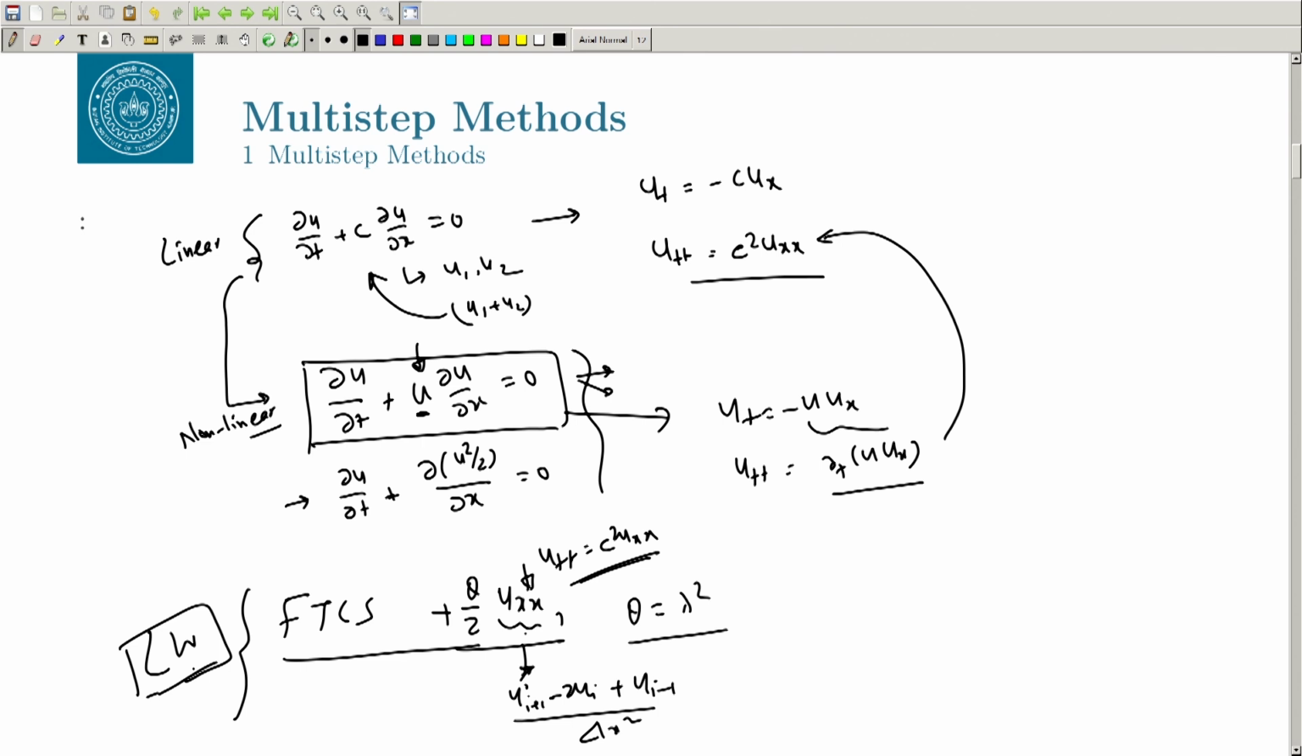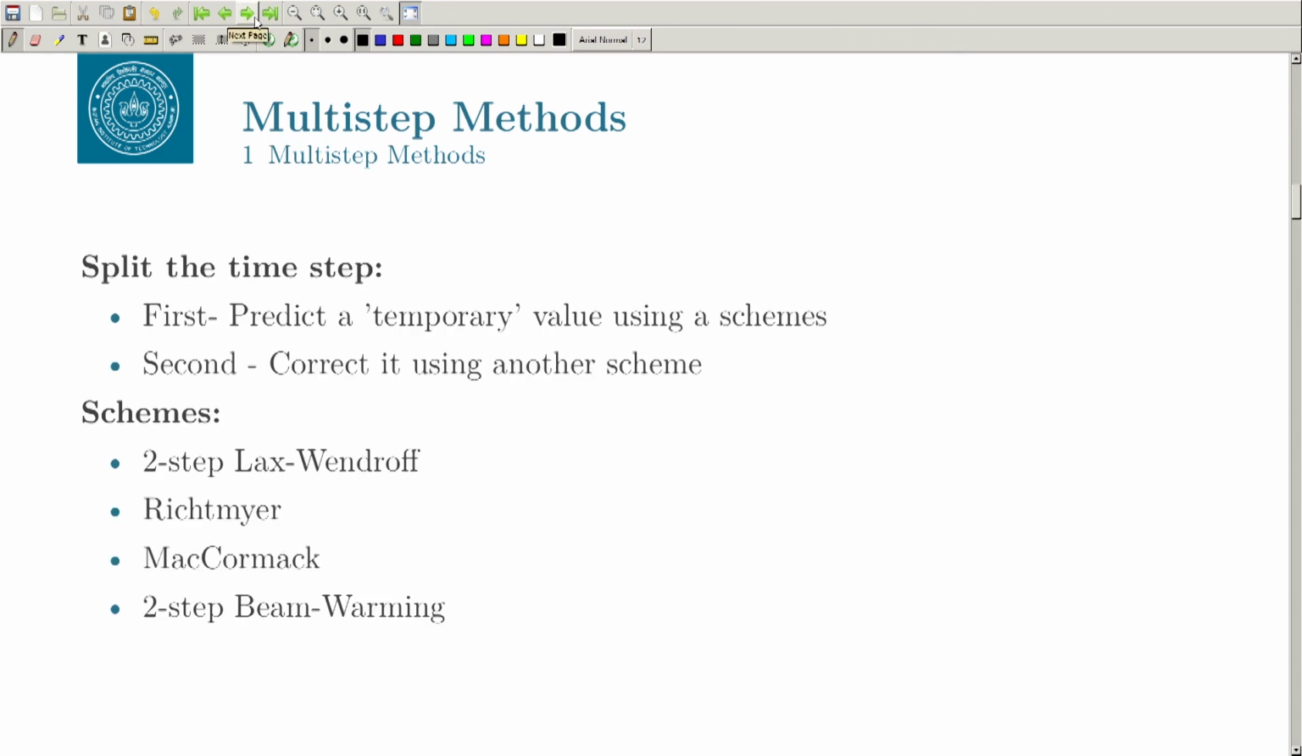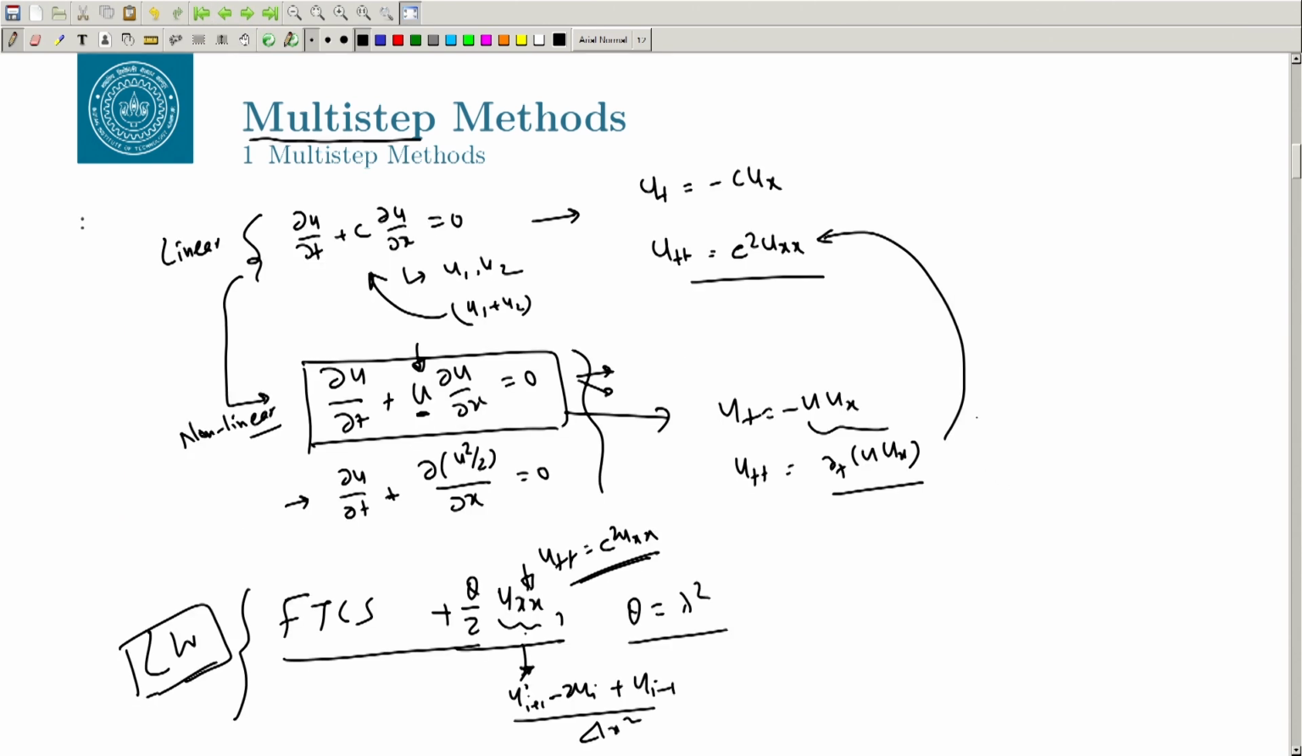this scheme into 2 steps, and that is what we are going to do. So, this will be called the multi-step method. Okay. So, what advantage will you have? It will have 2 steps, step 1 and step 2.